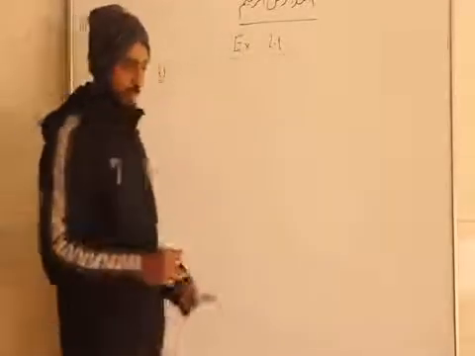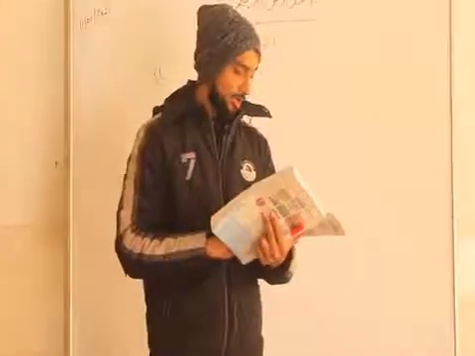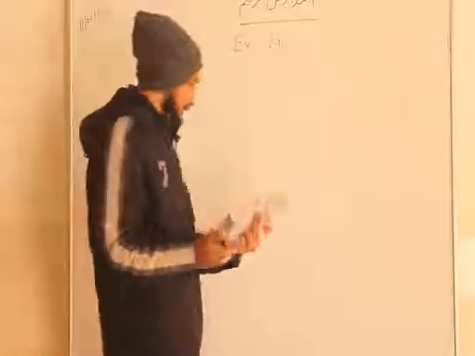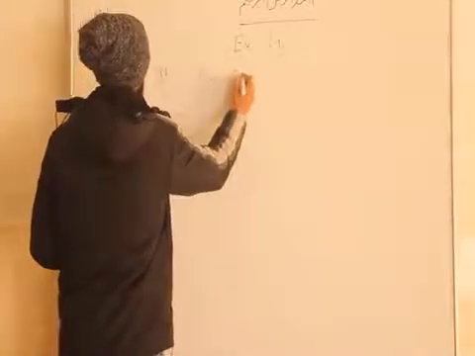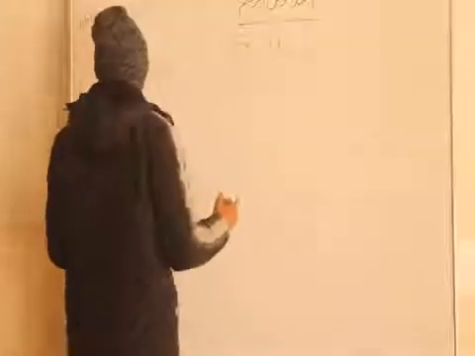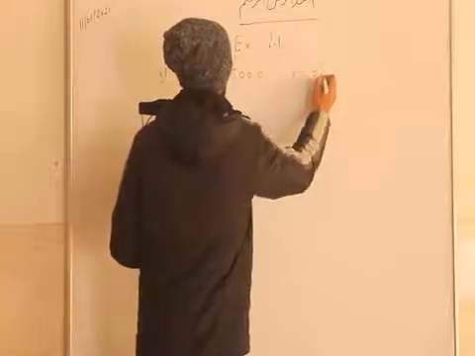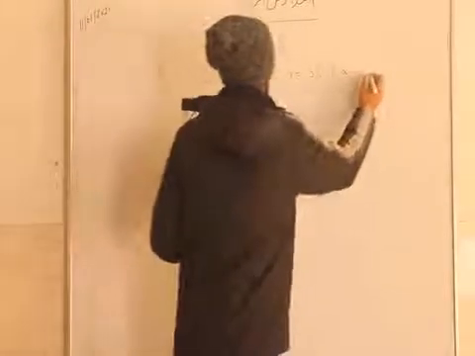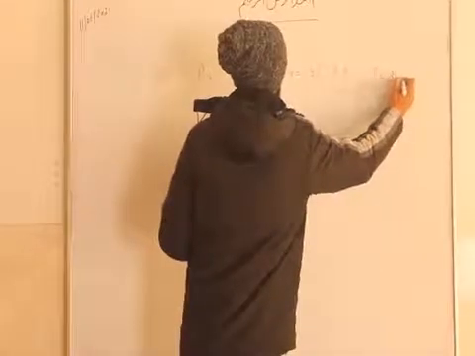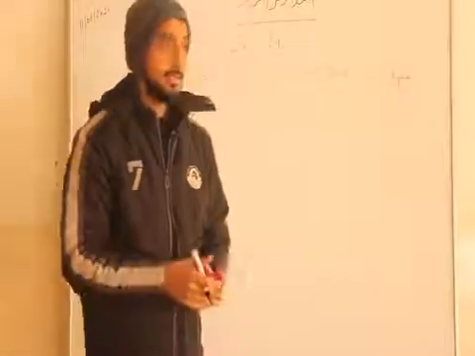Now see exercise 2.1, question number 1. Find the amount and the compound interest on rupees 8,000. Here the principal is given, 8,000, and the rate of interest is 5% per annum for 2 years, so the time period is 2 years. We have to find the compound interest and the amount.